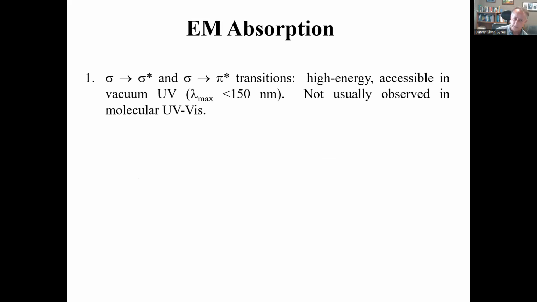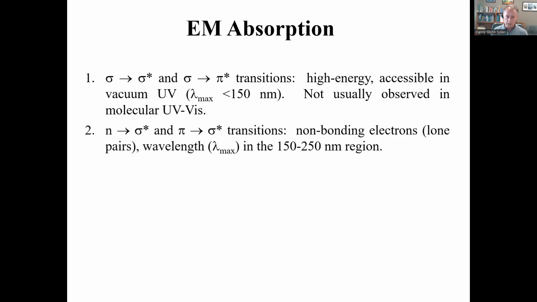Just some examples here. If I go from a sigma to a sigma star, so the bonding to anti-bonding orbital, or the sigma to pi star transitions, these typically require a huge amount of energy and put us into what's called the vacuum UV. Typically you're not going to observe these in most research labs, or especially instructional labs. These transitions are inaccessible for the most part for standard routine research grade and instructional grade instrumentation.